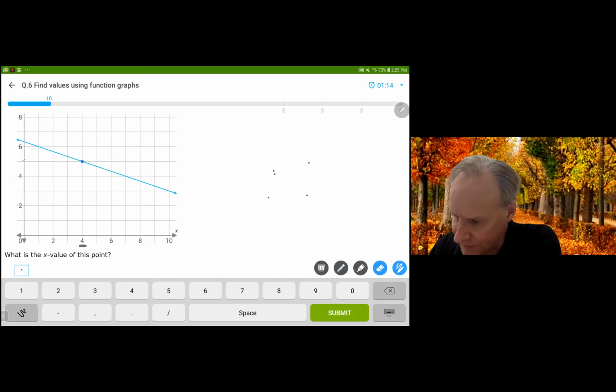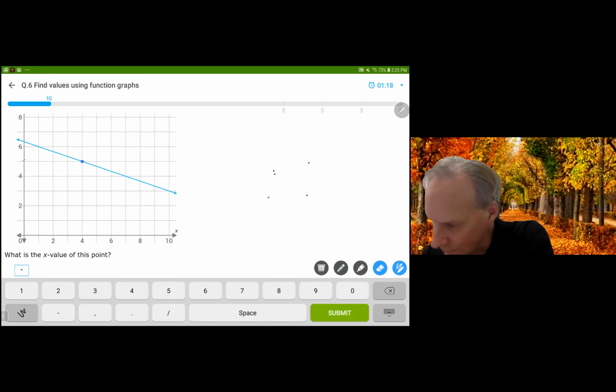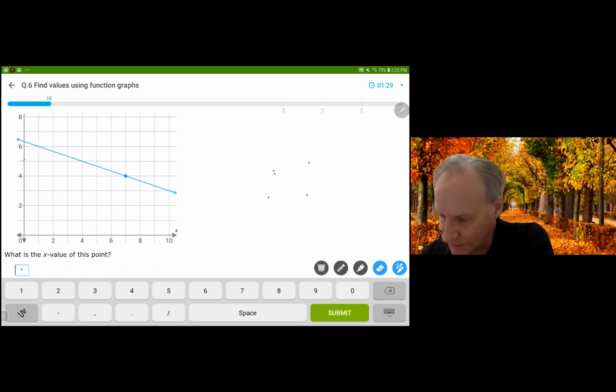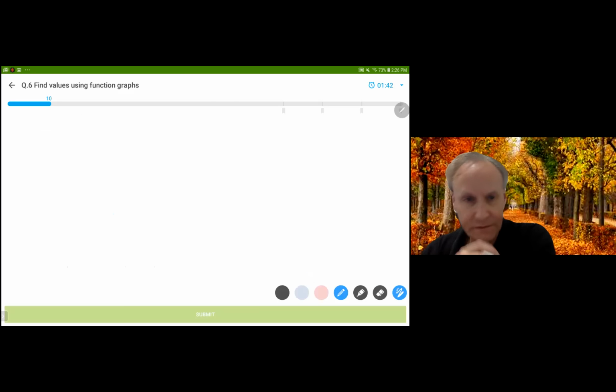I better read the question here. What is the x value of this point? Oh, when y equals 4, what is the x value of the point? I got to read the question. So the x, when y is equal to 4, it's right there. What is the x value? It's 7. Sorry, guys, got to read the directions.